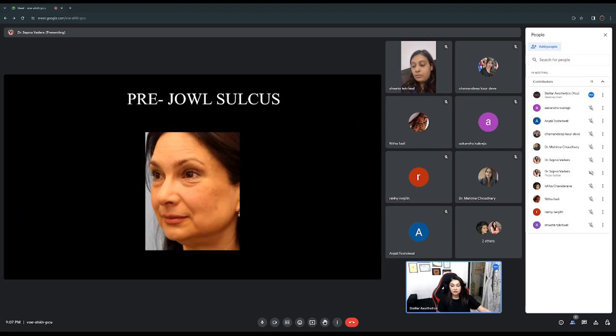Pre-jowl sulcus. This is a pre-jowl sulcus. Just before the jowl, because of that bulge, there is a shadow which falls ahead of it. So never try and fill that shadow, the fake sulcus that has been created. You can't just fill it up. The ideal thing is to lift it, and the sulcus itself will go away. Okay? So this is pre-jowl sulcus. With me, anyone has any doubt till now?